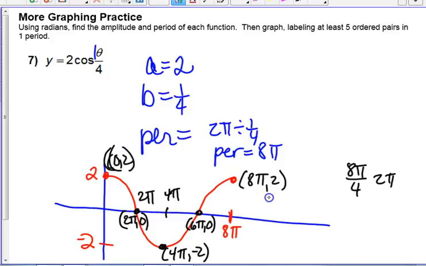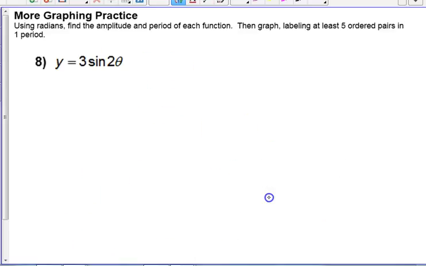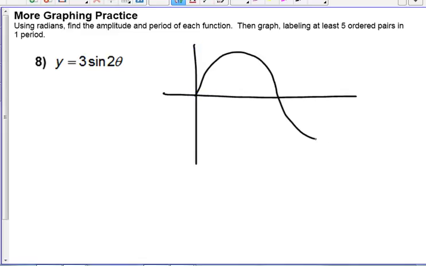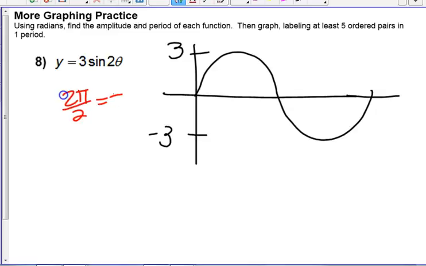All right. I'm going to do one more if anybody wants to stick around. This one is a sine graph. So it looks like this. The amplitude is 3. And the period would be 2 pi divided by 2, or pi.